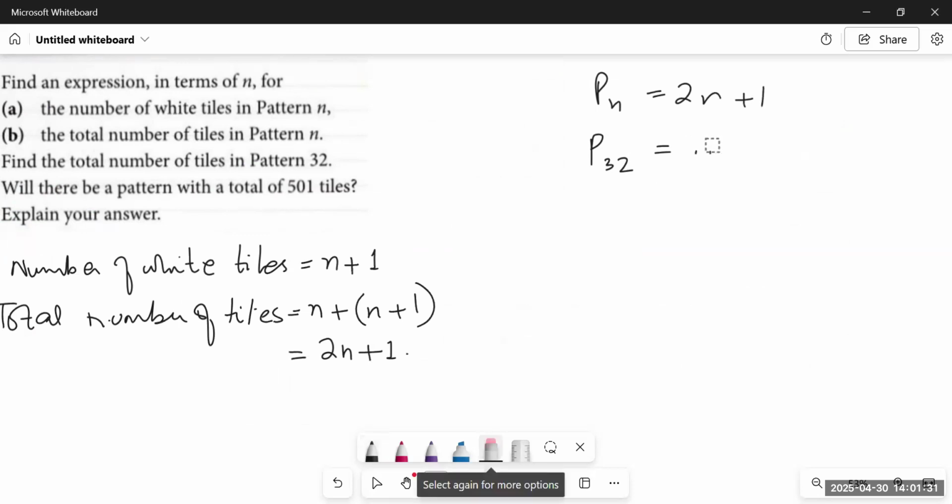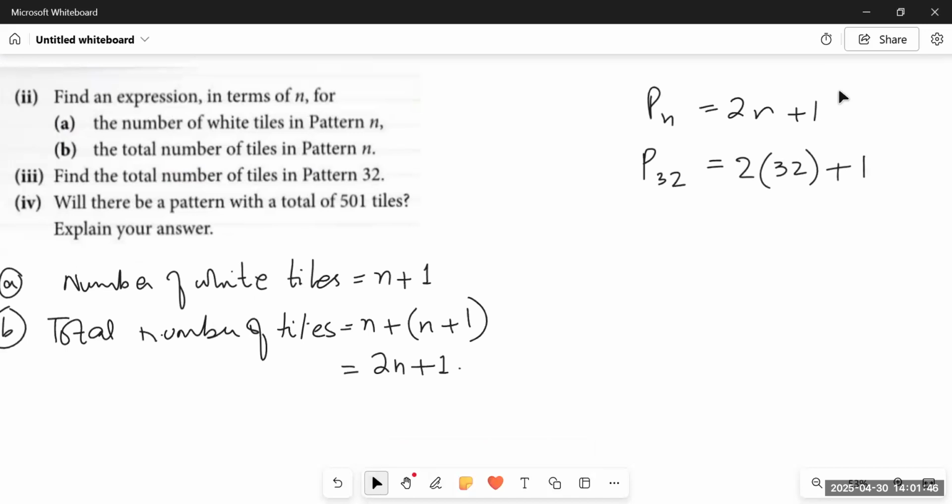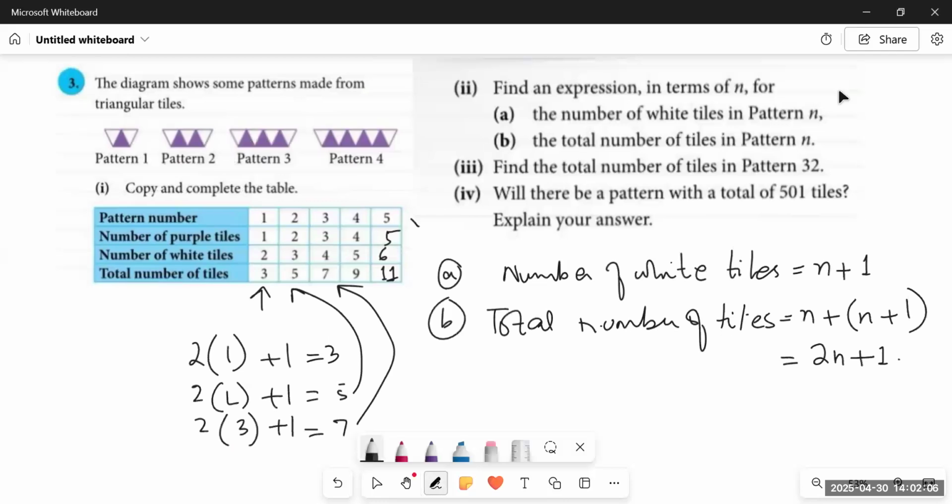So for pattern number 32, it would be 2 into 32 plus 1. What are we going to do? We are simply going to write down the pattern number in place of n to find out the number of tiles in that particular pattern number. So it would be 2 into 32 is equal to 64 plus 1, that is 65. So there would be 65 total tiles in pattern number 32. If you want to check, you can just make your own series or your own sequence like this, and you can check it out as well.